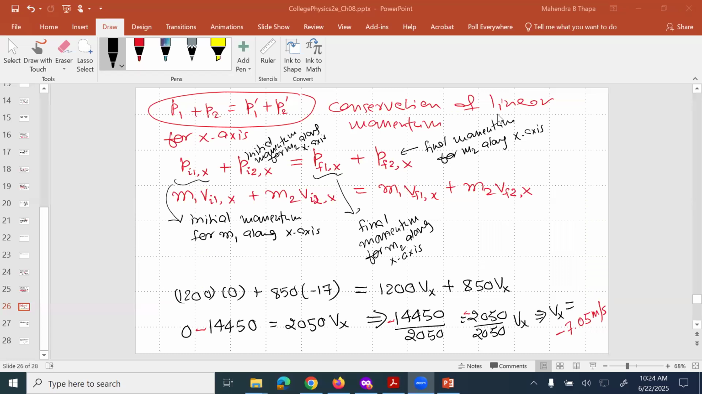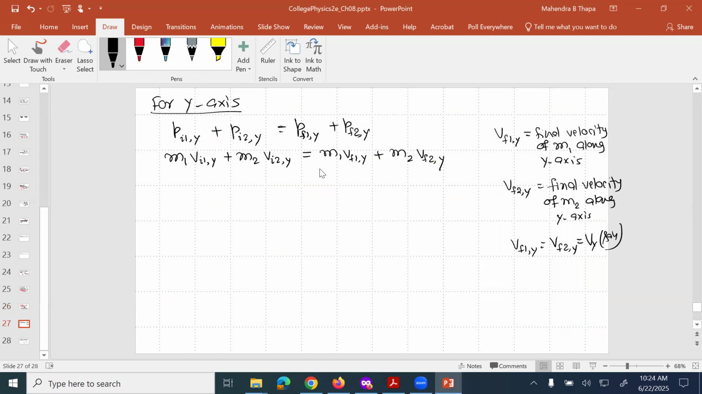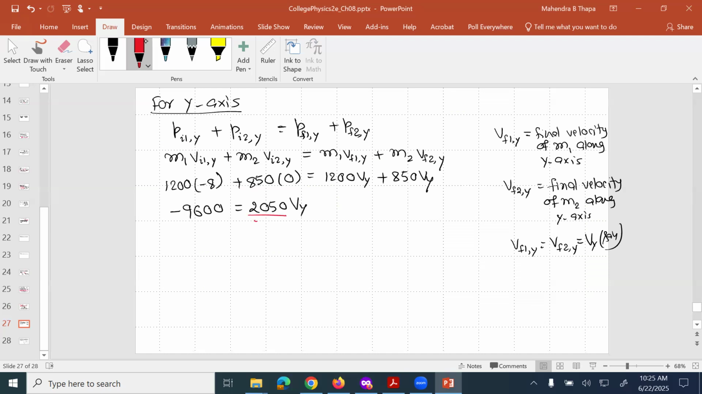We can write conservation of linear momentum for the y-axis like this. So we can plug in the numbers. This will be 1200 times minus 8, plus 850 times 0, equals 1200 py plus 850 py. That gives me negative 9600 equals 2050 py. As before, if I divide both sides by 2050, that gives me py equals negative 4.68 meters per second.